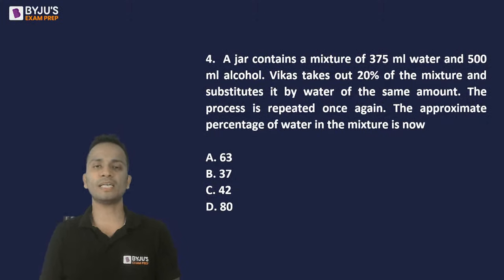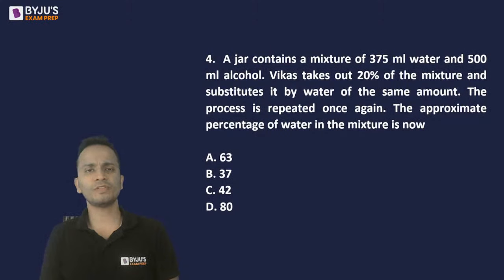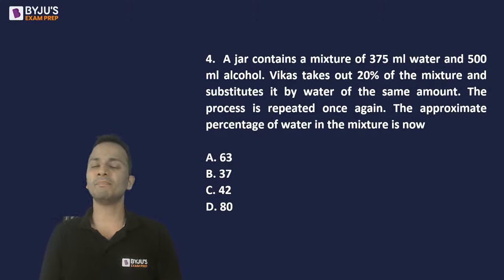Let's move on and look at the next question. A jar contains a mixture of 375 milliliters of water and 500 milliliters of alcohol. Vikas takes out 20% of the mixture and substitutes it by water of the same amount. The process is repeated once again. The approximate percentage of water in the mixture is how much? Approximate percentage of water.